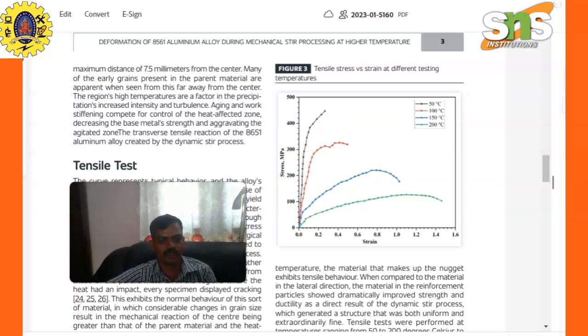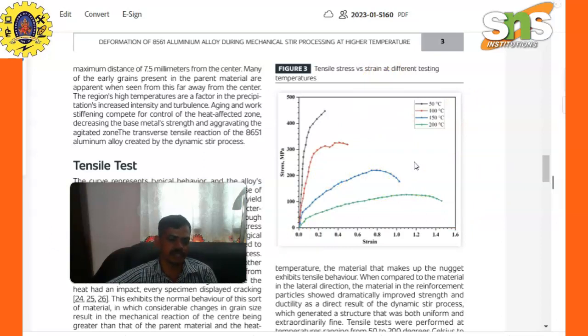characteristics when viewed from a broad perspective, even though the deformation causes metallurgical results. The material is outstanding since it is exposed to harsh circumstances through the dynamic stir process. The outcome is remarkable compared to those of the parent material in the regions.